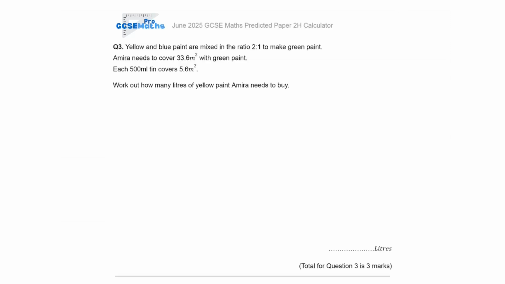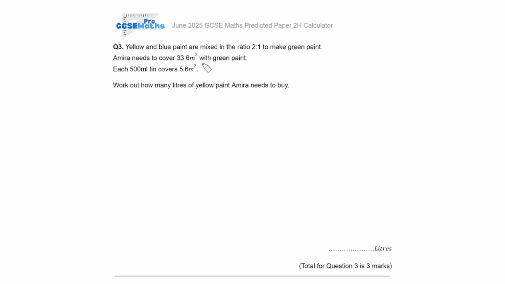Question 3. Yellow and blue paint are mixed in the ratio 2:1 to make green paint. A mirror needs to cover 33.6 meters squared with green paint. Each 500 milliliter tin covers 5.6 meters squared. Work out how many liters of yellow paint a mirror needs to buy.